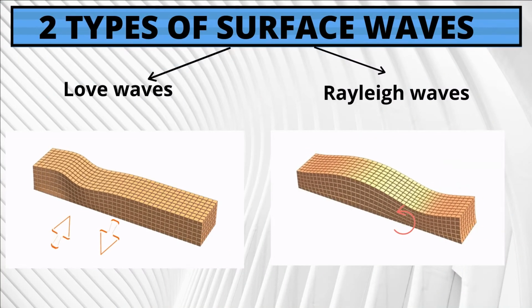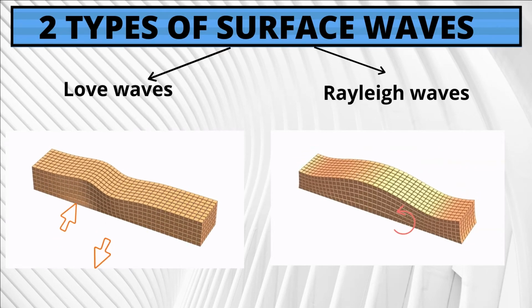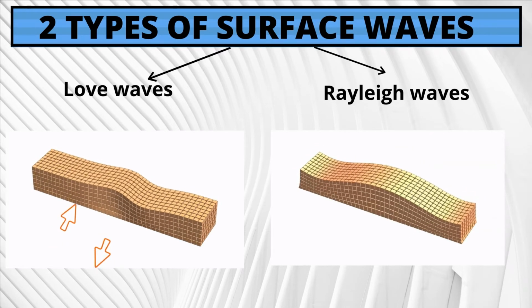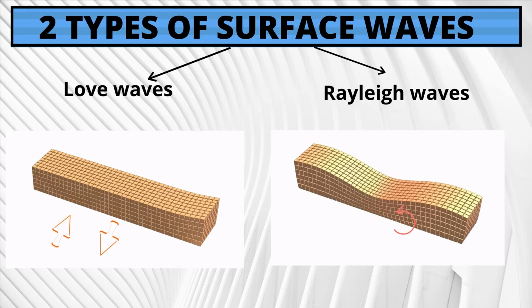Tingnan natin ang pagkakaiba ng paggalaw ng Love waves at Rayleigh waves. Kung inyong mapapansin, maihahalintulad ang paggalaw ng Love waves sa S waves. Ang pinagkaiba lang nila, pahalang ang paggalaw ng Love waves. Ang Rayleigh waves naman ay maihahalintulad sa pag-alon ng dagat.